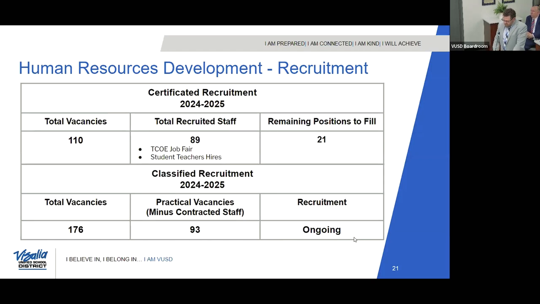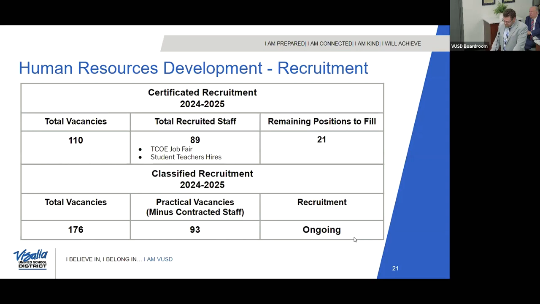Right now we know we have anticipated vacancies for certificated staff at 110. This is specific to certificated non-management positions, 110 vacancies that we're anticipating based on resignations and retirements. Obviously with our SRP program that Mr. Hernandez will bring forward, we had a lot of folks apply for that. And although 110 vacancies sounds like a lot, I'm very encouraged to tell you we've already made 89 offers for those 110 vacancies. So we only have currently 21 positions remaining to fill, and we already have multiple recruitment events coming up, and I'll share about that in just a minute.